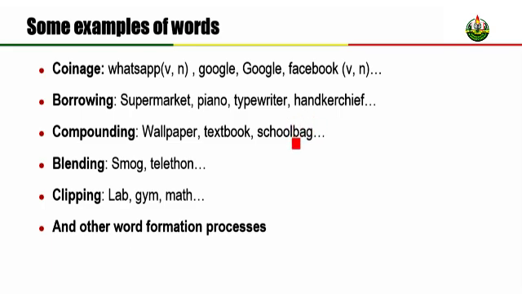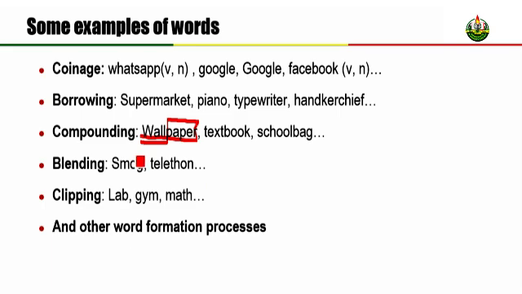Here we have combinations of words that are separate words, and they can have separate meanings. For example, the word wall has its own meaning. The word paper also has its own meaning. But in this context, we can put them together to have wallpaper. This will also have a single meaning, and the process through which this is created is called compounding. Another example is textbook, school bag. We can have plenty of words in our vocabulary.